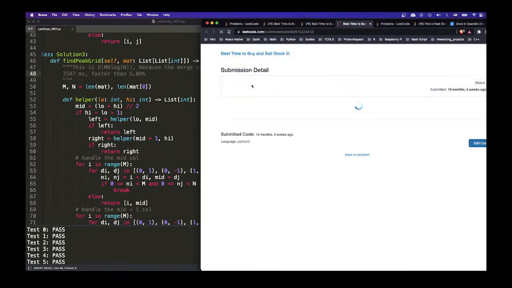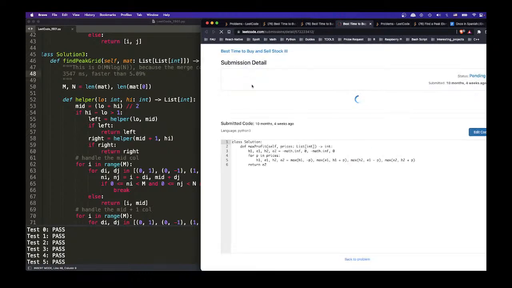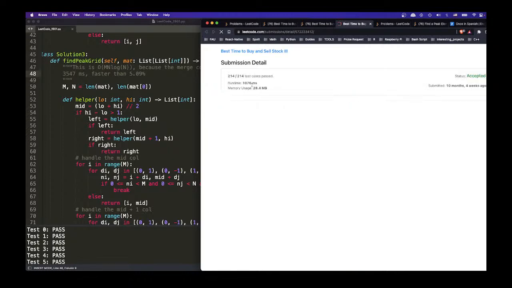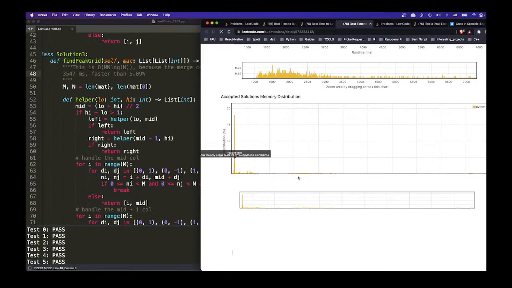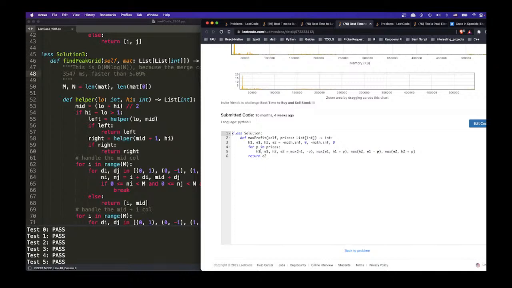Let's see. At most 2 transactions. Yeah, 2 transactions. All right. So I think hold 1. That's 2 transactions. We can go like say empty 1, empty 2, empty 1, hold 2, hold 1, empty 1, hold 1, hold 2. That's 2 transactions. Oh, now I see the two transactions.